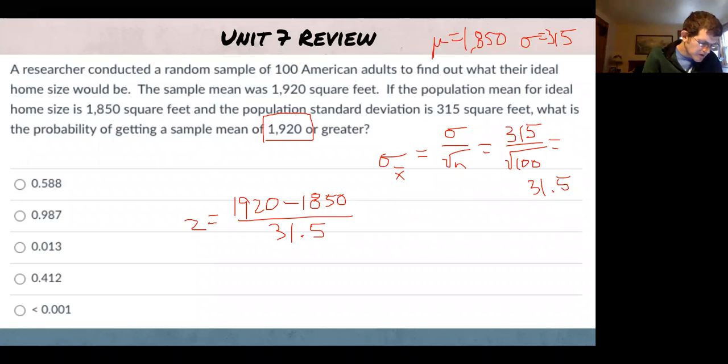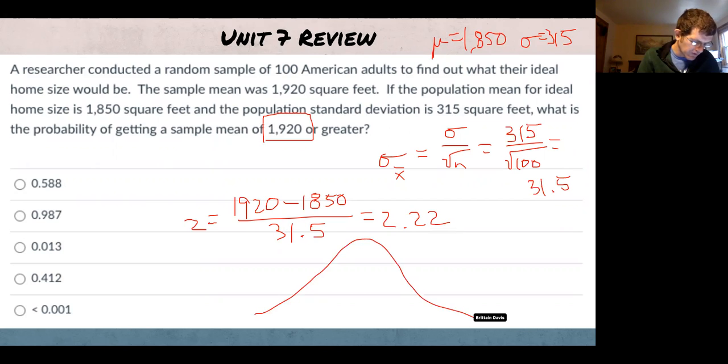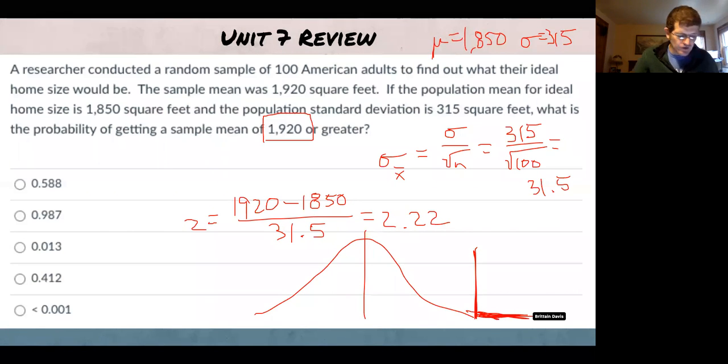So when I found the z-score, I got 2.22. And everyone should be able to find that. So now it's just going to say this actual sample was way over here. So what's the probability of getting that or higher? That's just a normal CDF. So I don't think I will do that calculation.